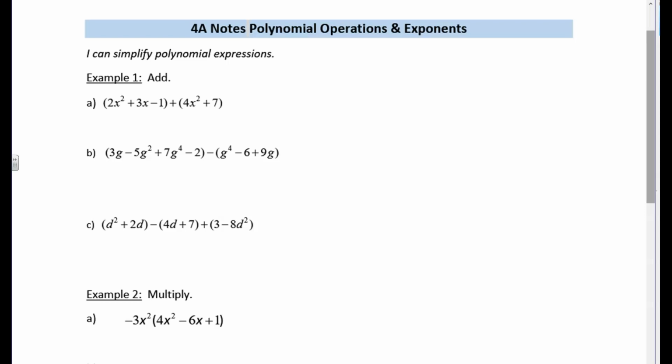Welcome to lesson 4A, notes on polynomial operations and exponents. Guys, this lesson is all review. It shouldn't be any issue for you, but we just want to review basic polynomial operations with you today.